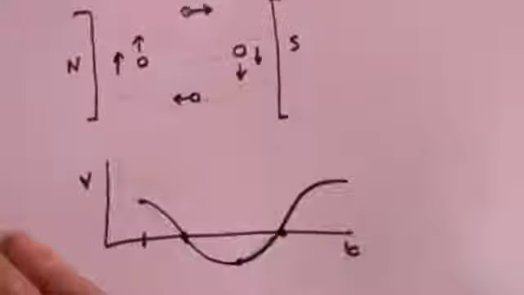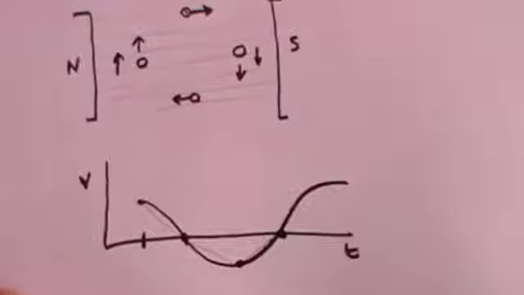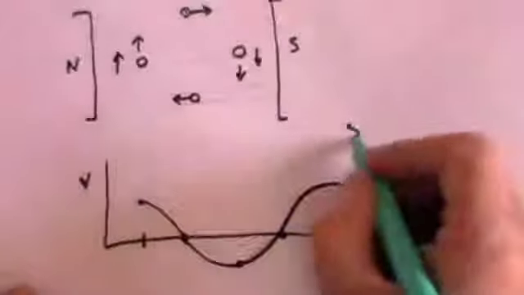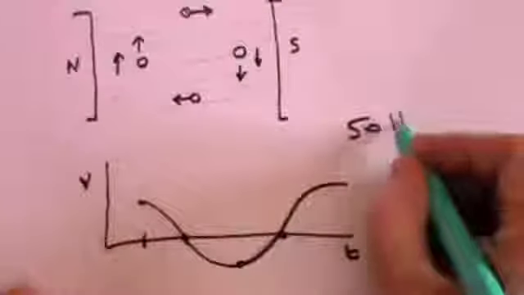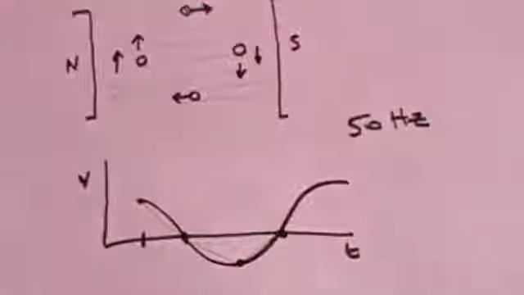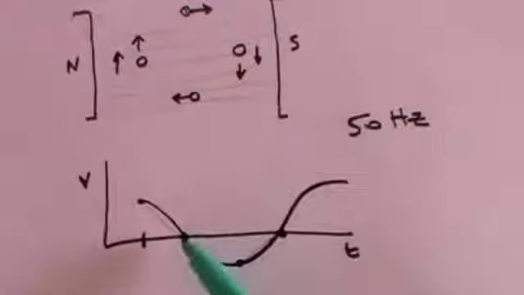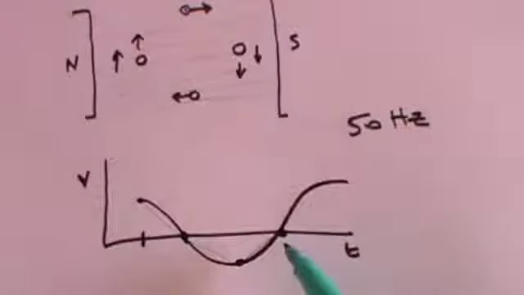And in the UK, in the United Kingdom, the domestic electricity supply does that 50 times per second. It's 50 hertz. The frequency is 50 hertz. So 50 times a second, the domestic supply that comes out of the plug in the wall will go from positive voltage to zero to minus voltage to zero 50 times in a second.